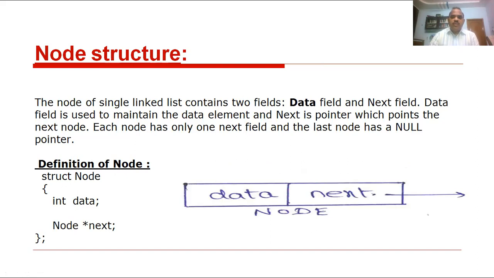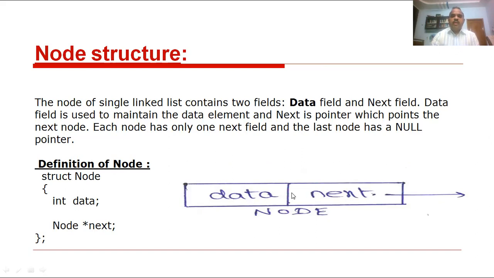Clear, all of you? Then the next one, the definition of a node. Here: struct, integer data, node asterisk next. Next is a pointer variable. It holds the address of another variable. Then this is the data part. Integer data is an integer data type, and next is a pointer variable.